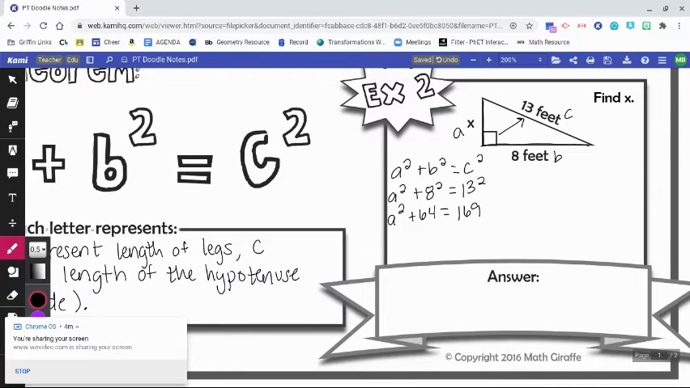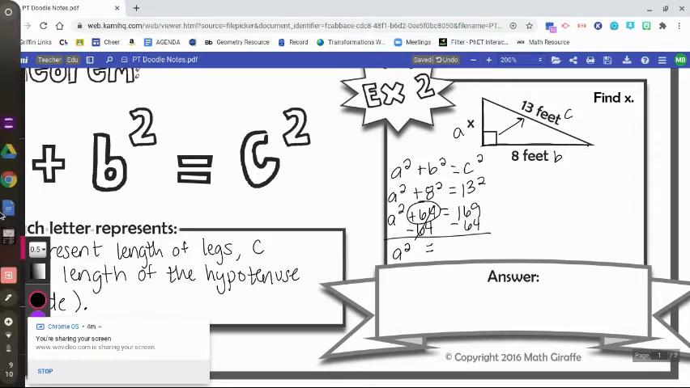Now, in order to get a by itself, I need to isolate that variable, and I'm going to start using inverse operations. I want to get rid of this plus 64. So to get rid of it, I'm going to do the opposite, and I'm going to subtract 64 from both sides of the equal sign. And that leaves me with a squared is equal to 169 minus 64.